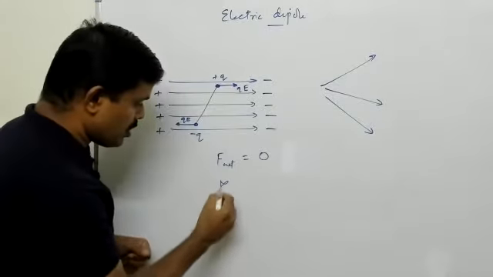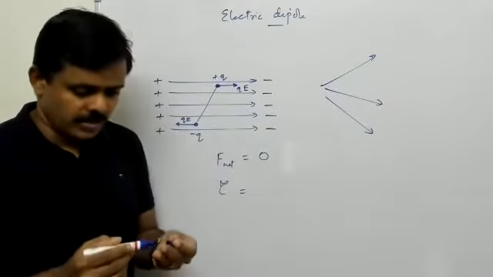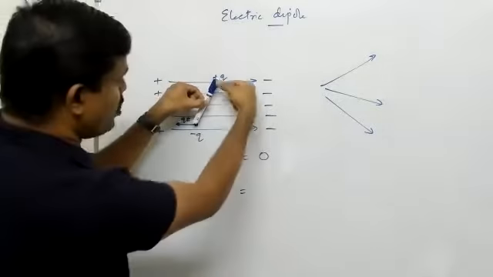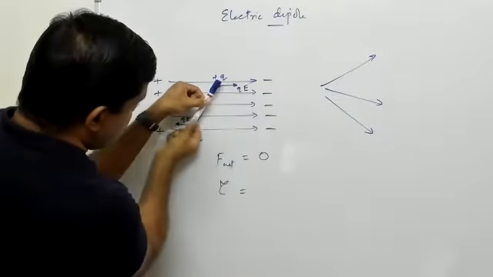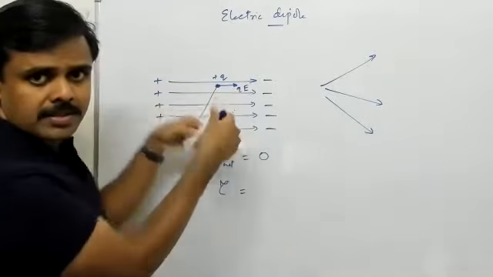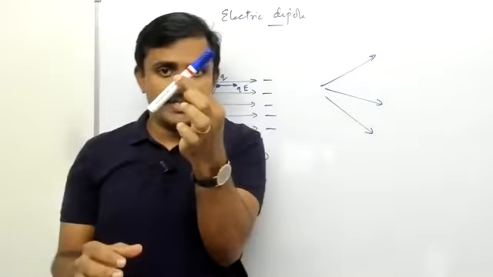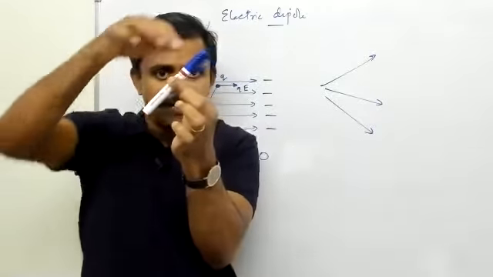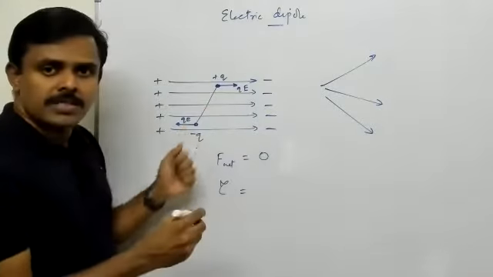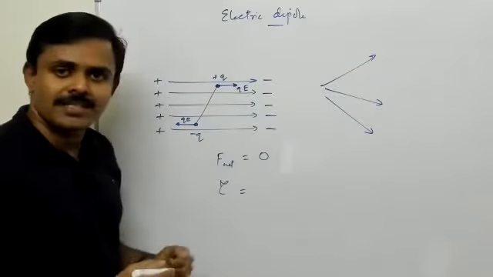But what about torque? There is a torque acting on it. Why? Because look at this, this is my dipole. If I pull this side to the right and this side to the left, the system will rotate. Just imagine I'm holding the dipole like this, pulling it from this side and pushing it from this side. What will happen to the dipole? The dipole will rotate about the center of mass. So the dipole has a torque.